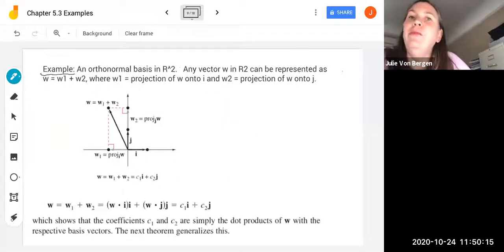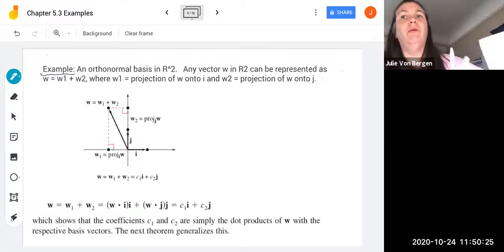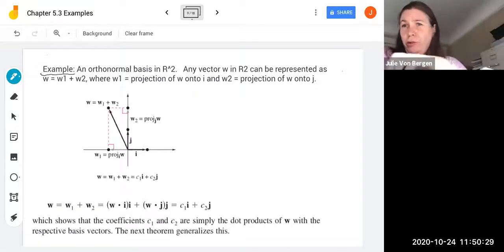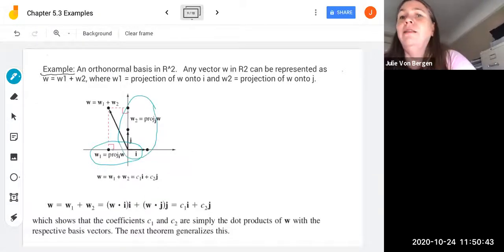In this video, we continue with chapter 5.3, and we are going to explore orthonormal bases, and see how to represent a vector relative to an orthonormal basis. So this is an example of an orthonormal basis in R2. We've got W1, which is a projection of W onto I, the unit vector here, and W2 is a projection of W onto J, the unit vector in the second dimension, or what we think of as the y-axis.